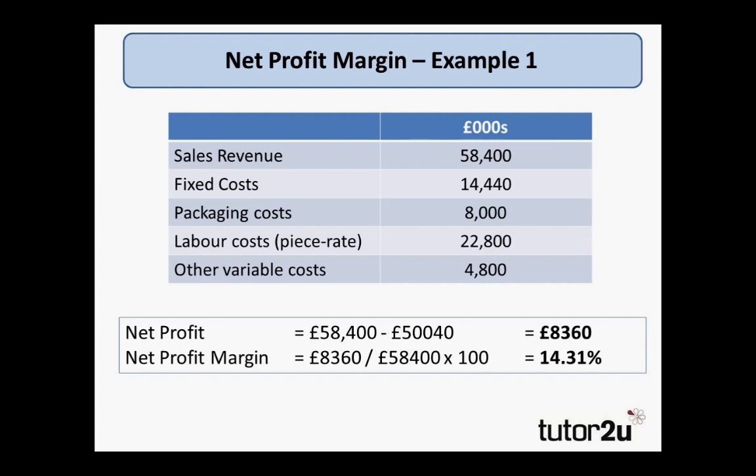So we're just going to look at net profit margin with an actual example. This will be worth 6 marks, and a question like this has come up before in, if I remember rightly, June 2010, where students were asked to calculate the net profit margin from figures not dissimilar to this. So we've got sales revenue, fixed costs, packaging costs, labour costs, and other variable costs. Why this is worth 6 marks is because not only do you have to work out the net profit, you also have to work out the net profit margin. So there are 2 calculations there.